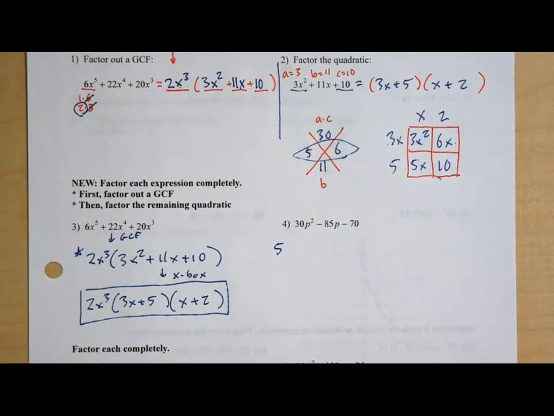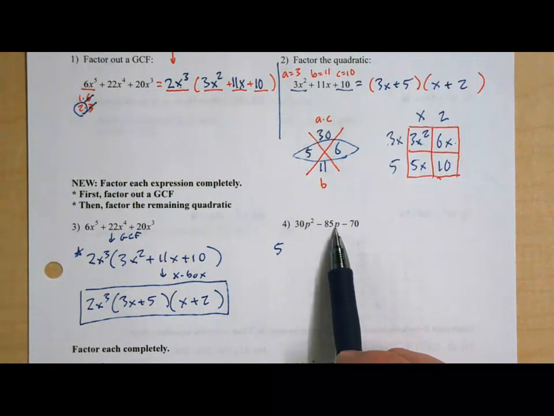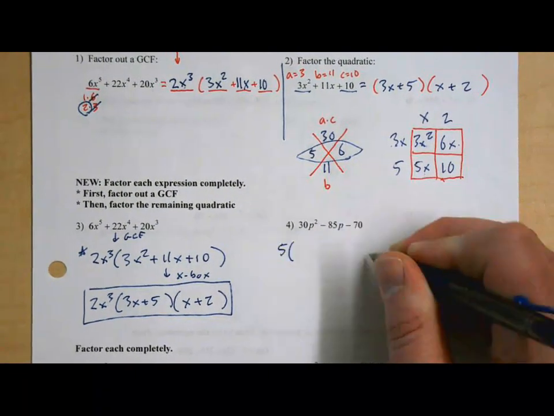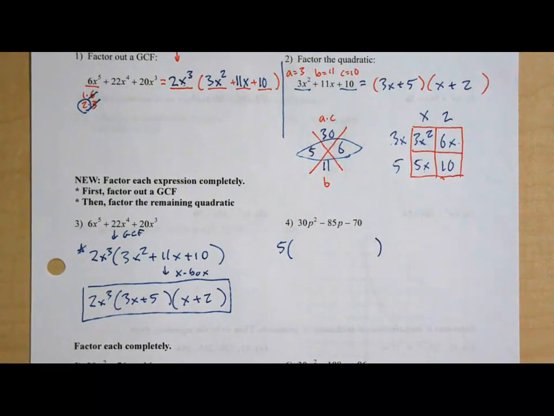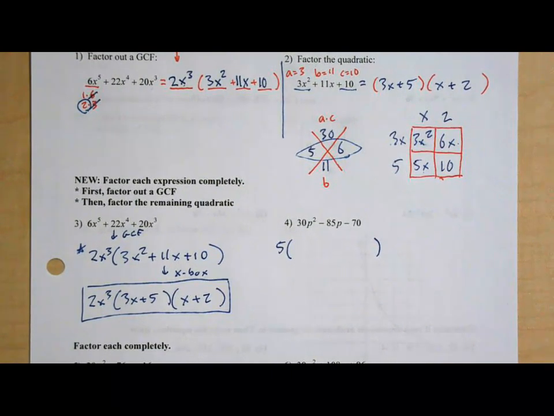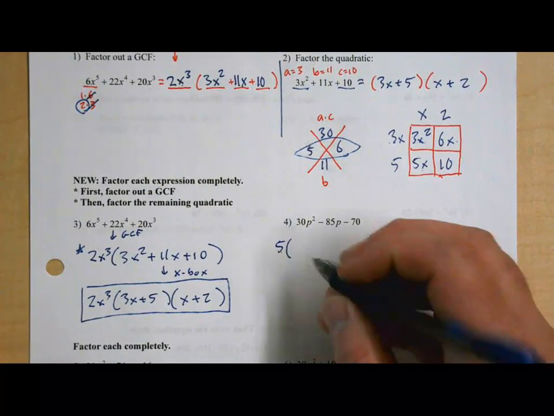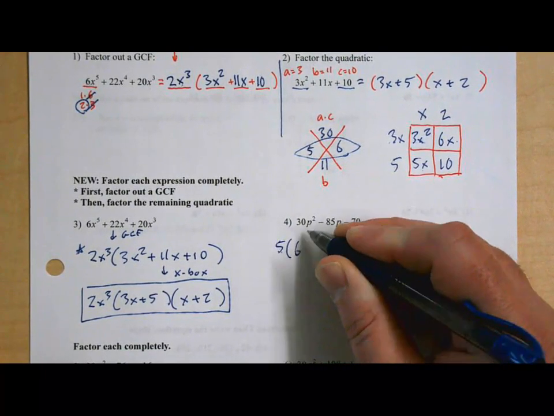Are we going to need any p's out in front? Do we have p's in all three of our terms here? Answer is no, so we don't get any p's out in front. So our GCF is just a 5. Let's factor out a 5. What would we have left? 5 times, 5 times 6 gets us 30, right?